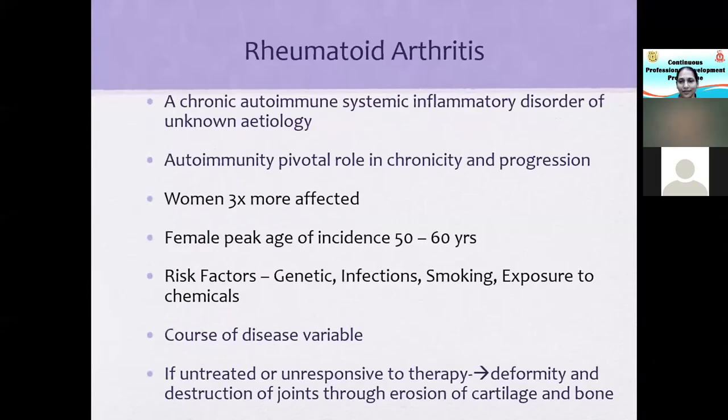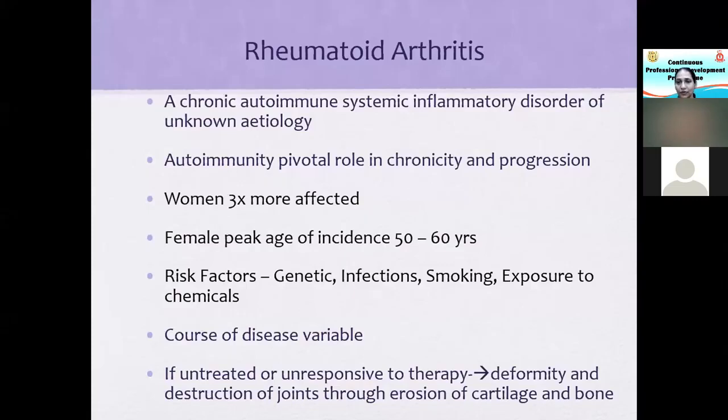When we consider rheumatoid arthritis, we know that it is a chronic autoimmune systemic inflammatory disorder of unknown etiology. The autoimmunity plays a pivotal role in the chronicity and the progression. All of you must be aware that females are more affected, and the peak age of incidence is around 50 to 60 years. Males can also be involved, but at a later stage. Older males are involved after 70 years.